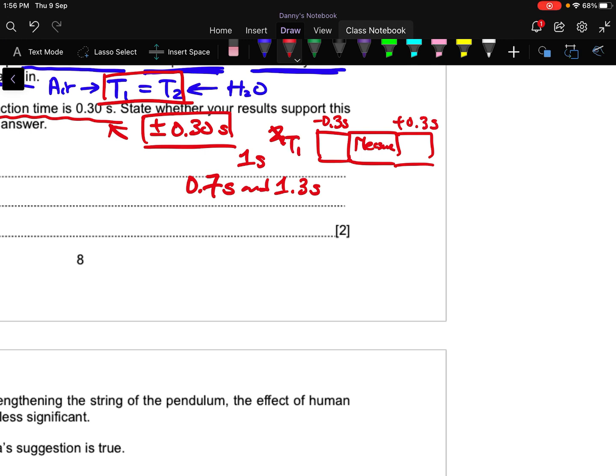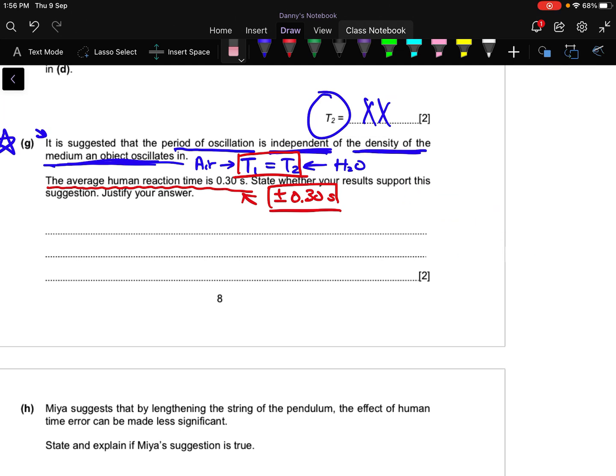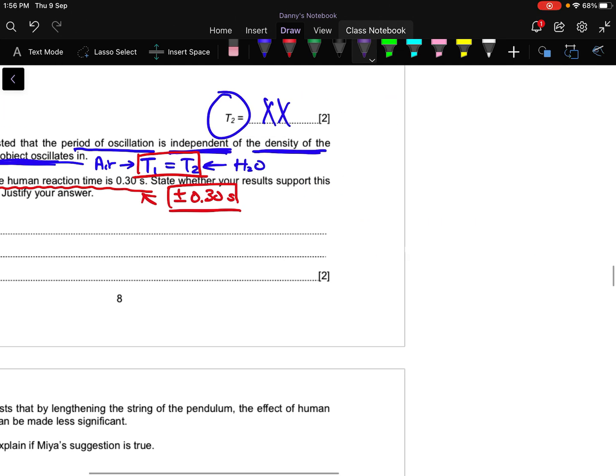And so if you have T1, you will have this range of value, and T2 would have another range of value. Okay, so this is the meaning of average human reaction time. It is plus or minus. So for example, let me give you an example to illustrate this.